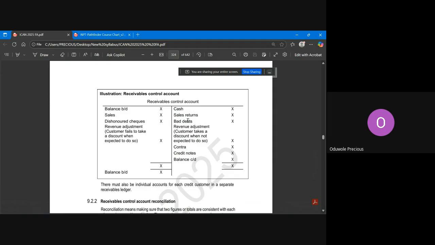Then this one is cash. The cash that is here is cash received from debtors, or cash received from receivables. So what would the cash do? It would reduce the debt. Cash will reduce the debt.